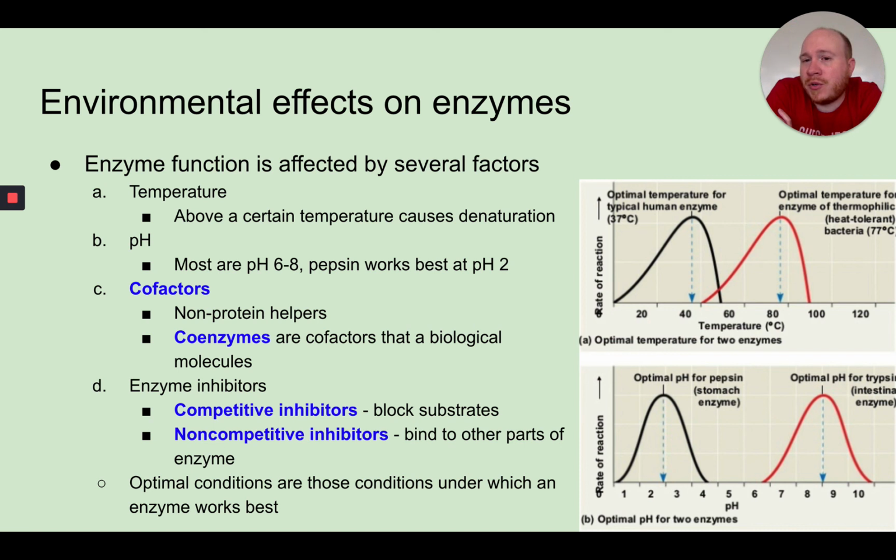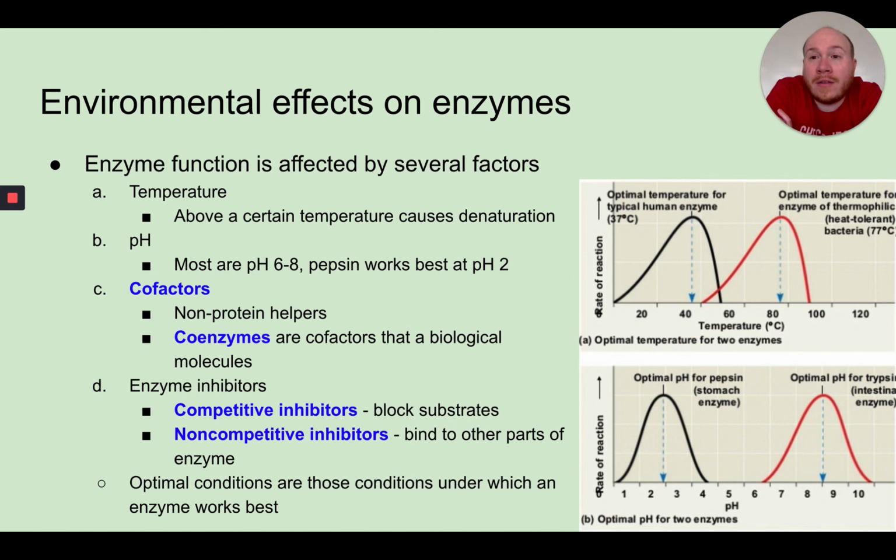Below a certain temperature, which is usually right around freezing, water freezes and enzymes aren't going to do any work anyway. There's not enough energy around to put into the system to have a reaction work. Now, another example of an environmental effect would be pH. The pH of most enzymes is probably between 6 and 8. So that's the optimal pH, right around neutral.